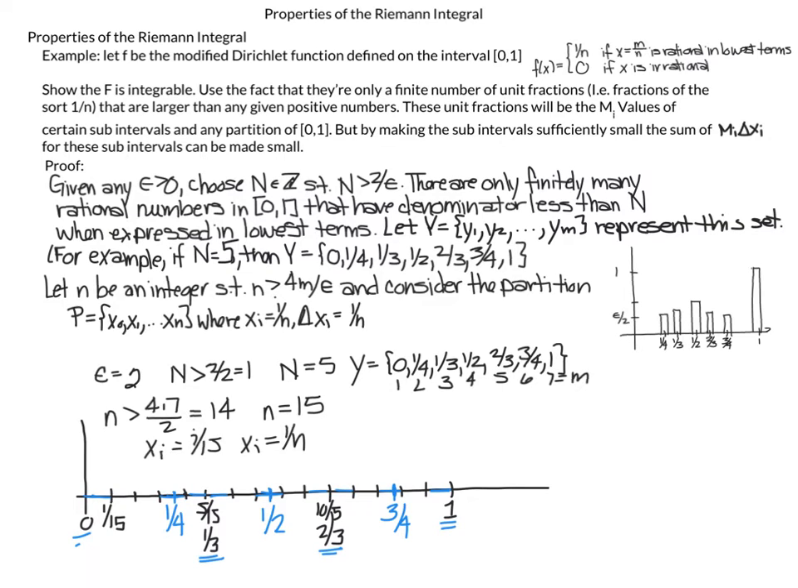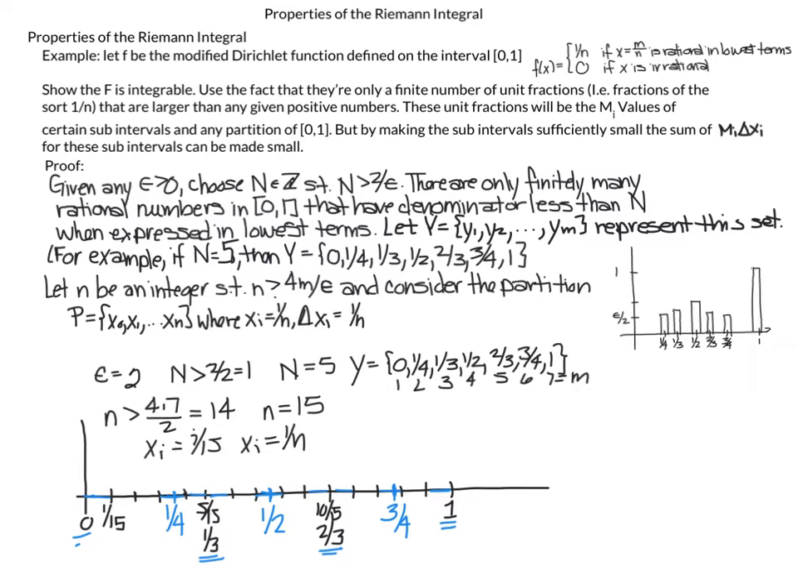I started 2 drawings to illustrate our situation. This one here shows the points of y: 0, 1/4, 1/3, 1/2, 2/3, 3/4, and 1. And then I also started showing this on an interval 0 to 1 divided into 15 subintervals. So I have 1/15, 2/15, 3/15, 4/15, 5/15. Over here I have 10/15, and here I have 15/15.